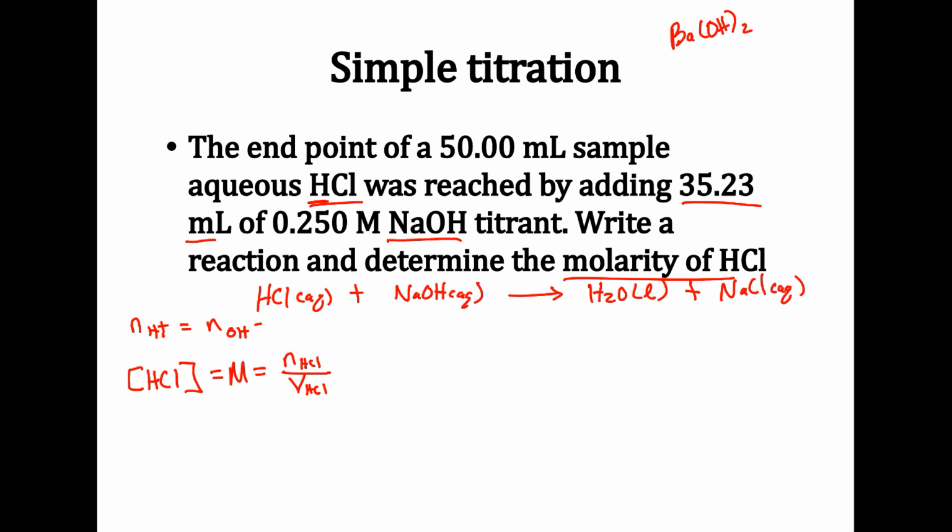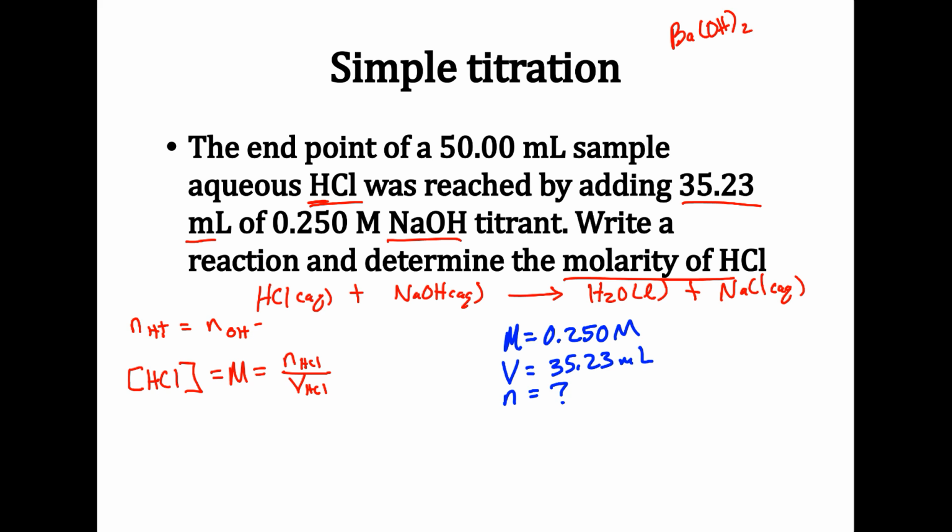So the way that we'll go about solving this reaction is we know the volume and the concentration of sodium hydroxide. So since we know the volume and the concentration of the sodium hydroxide, we can find the moles. So for sodium hydroxide, we know the concentration is 0.250 molar. We know the volume is 35.23 milliliters, which we'll have to convert to liters. So that means we can find the moles.